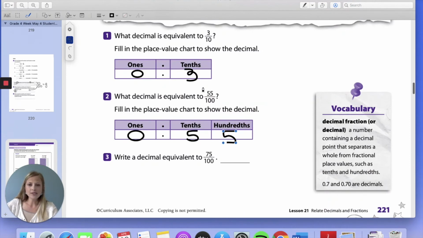Now, I'm going to use that information of how I just wrote 55 hundredths as a decimal to rewrite the decimal equivalent for 75 hundredths. So go ahead and once again, press pause. Write what you think is a decimal equivalent to 75 hundredths. All right, now go ahead and check your answer with mine. Hopefully, got to draw my little decimal point there. Hopefully you put 0.75, which shows 75 hundredths.